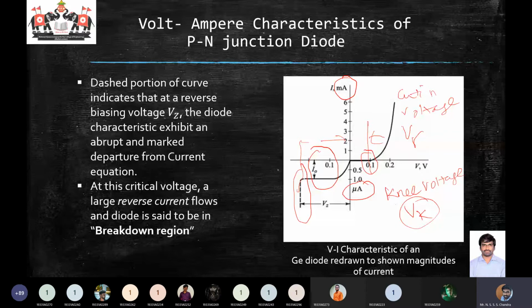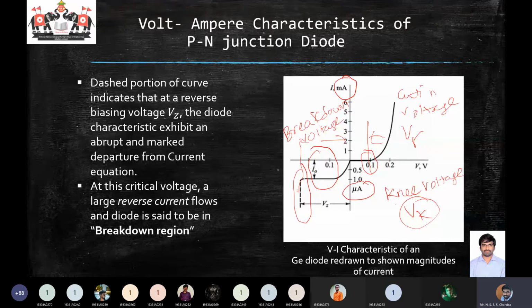This voltage at which the reverse current suddenly starts increasing is known as the breakdown voltage. Different types of breakdown mechanisms exist, such as avalanche breakdown and Zener breakdown, which we'll discuss at a later point of time. As of now, I do not want to introduce those things.